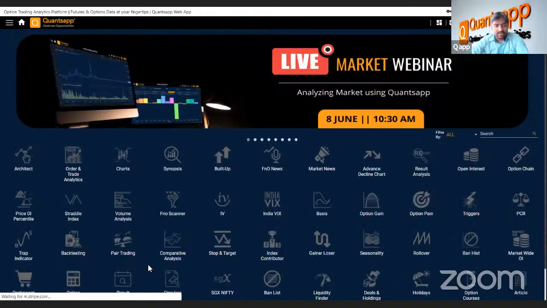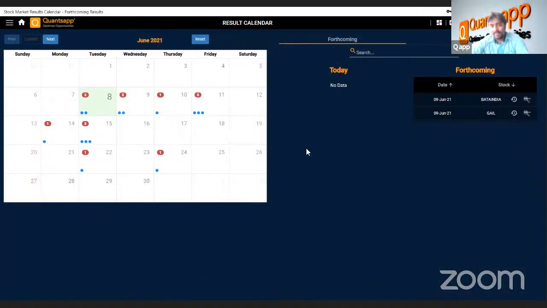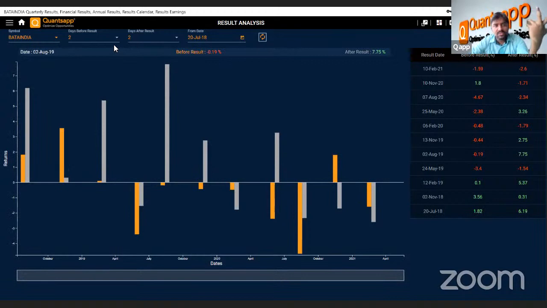Now, let's check one more. Probably tomorrow we are going to have Bata India results and GAIL. So we can have a view about this also. Okay, the default value is 2 days before and 2 days after. We can change it to 3 or 4, whatever you want specifically.